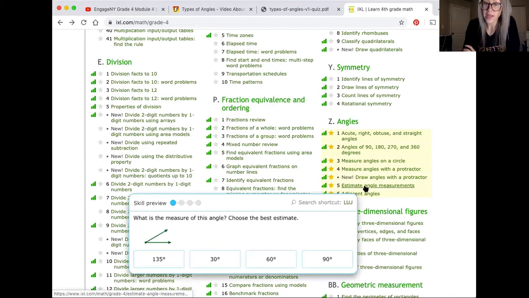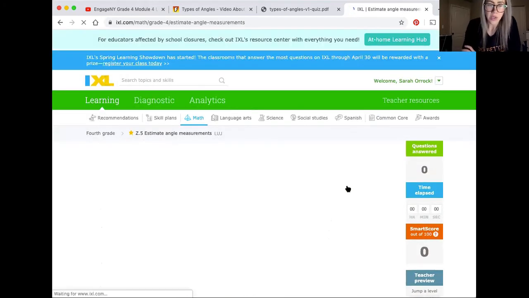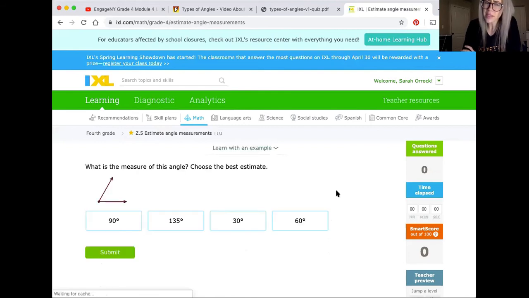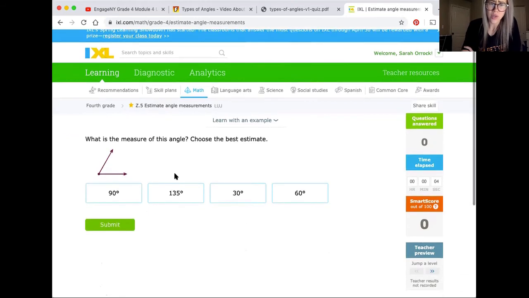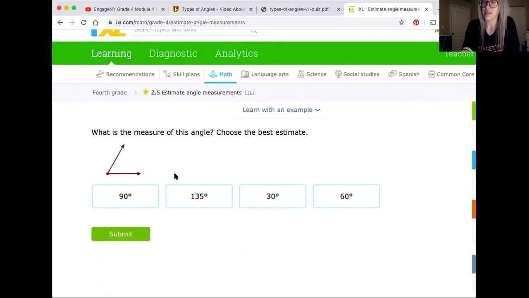All right, so the next one I want you to do is number 5. This is after you've already completed the top ones, right? So number 5, estimate angle measurements. This is where, I'm not gonna lie, it gets a little bit tricky. What is the measure of this angle? Choose the best estimate. You really have to think about angles here. Just keep in mind that if it's 90 degrees, that L shape, it is a right angle. And if it's smaller than that, you kind of have to imagine, it's going to be smaller than 90 degrees, or if it looks like this, it's going to be greater than 90 degrees.